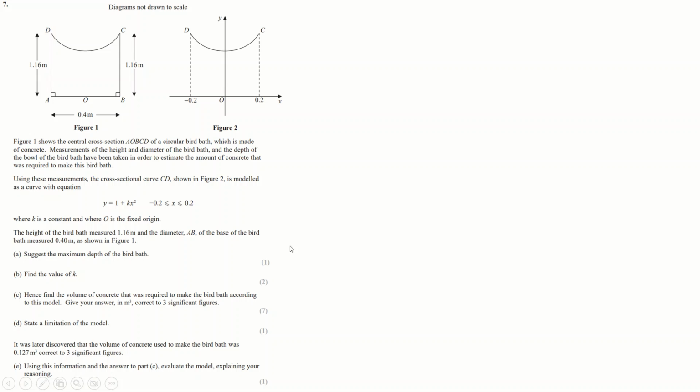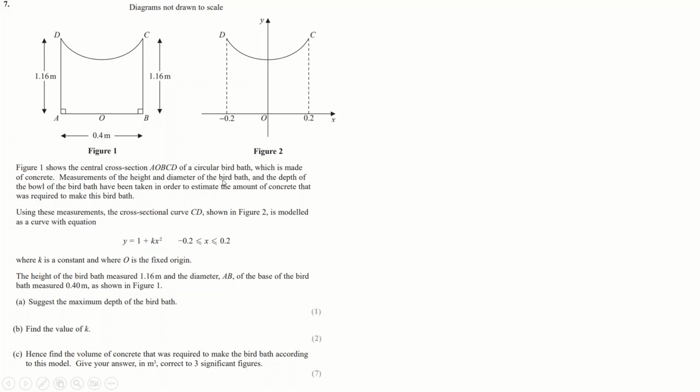Only a few questions to go now. This question is very long. It's a volumes of revolution question. Let's have a look at it. So we've got some kind of bird bath thing, which is all of this object here. And we've got this curve here of this equation here between minus 0.2 and 0.2. We have these heights here.